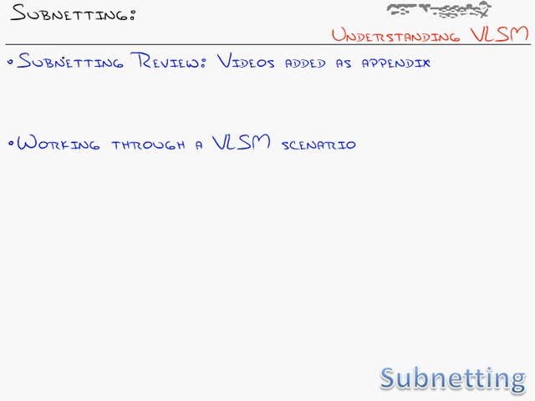Those practice questions and answers are going to be available on nuggetlab.com. It'll probably be under the ICND Part 1 video series. You can download those, no login required, no cost to you at all, to work through and practice them. So what we're going to do here is the second bullet, working through a VLSM scenario.